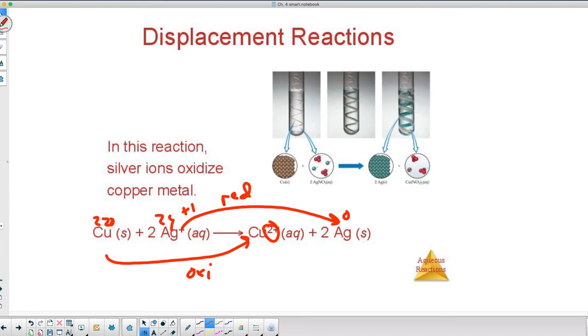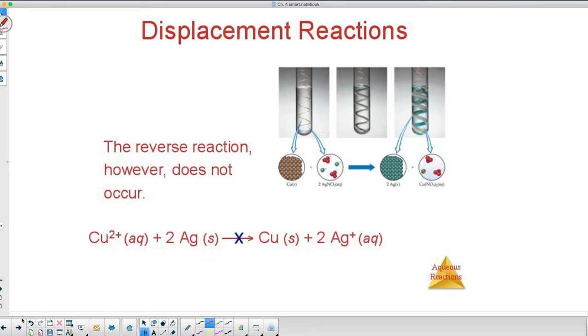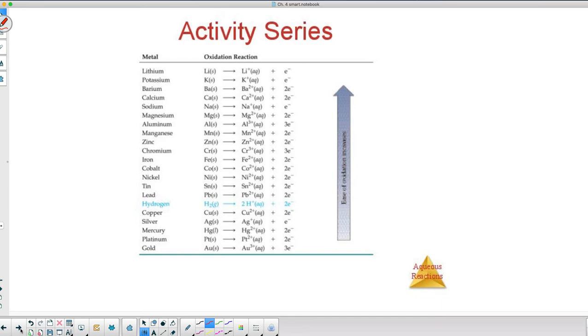So oxidized and reduced, okay? We don't have to label them like that yet, but that's what this is, guys: a single displacement reaction. That's all this is, a single displacement reaction. You know all about them, okay? The reverse reaction does not occur. Why doesn't that occur? Because this right here is not reactive enough to displace this one. We talked about that already. You guys are already all over this.